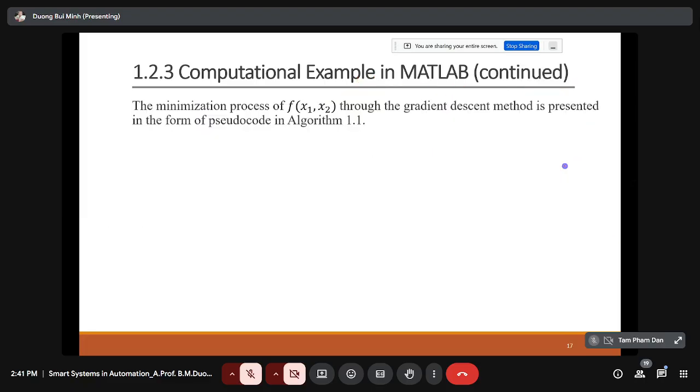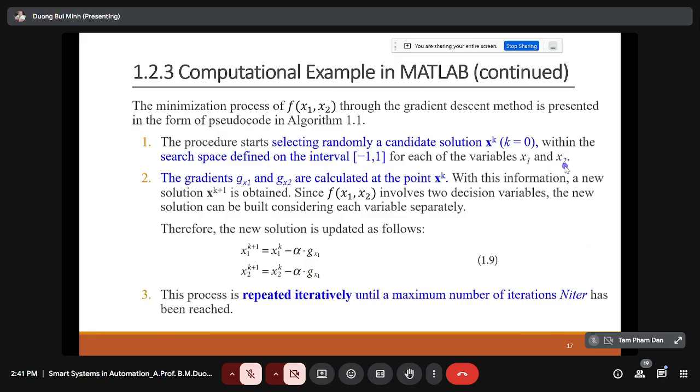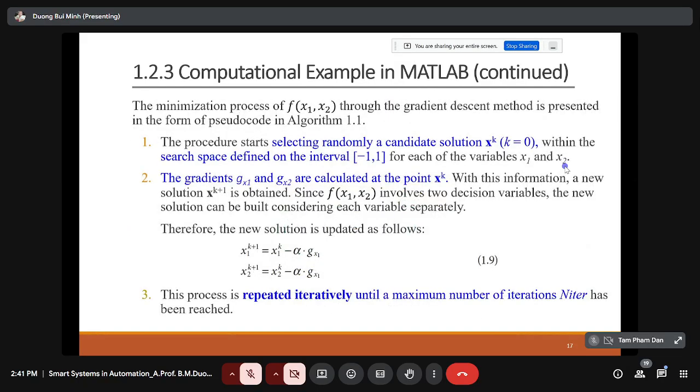Okay, so how can you get the answers? So now we follow the procedure. This is the general procedure of gradient descent methods. Step 1. The procedure starts by selecting randomly a candidate solution xk, where k is 0.